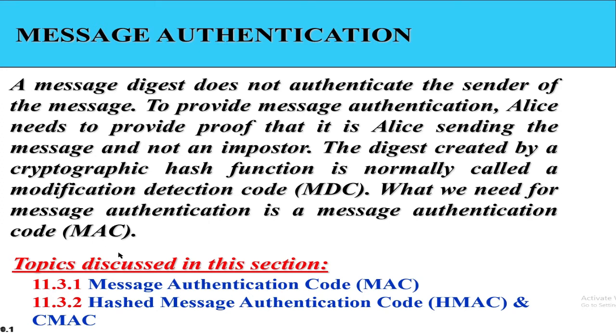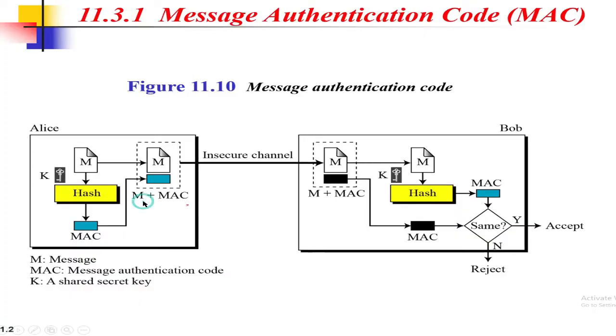For message authentication, a message authentication code is used. In this section, we will discuss message authentication code and hashed message authentication code. This is the diagram of message authentication code. Here Alice is the sender and Bob is the receiver. Alice uses a hash function to create the message authentication code from the concatenation of the key and the message. Once the MAC is created, Alice sends the message and MAC over the insecure channel.